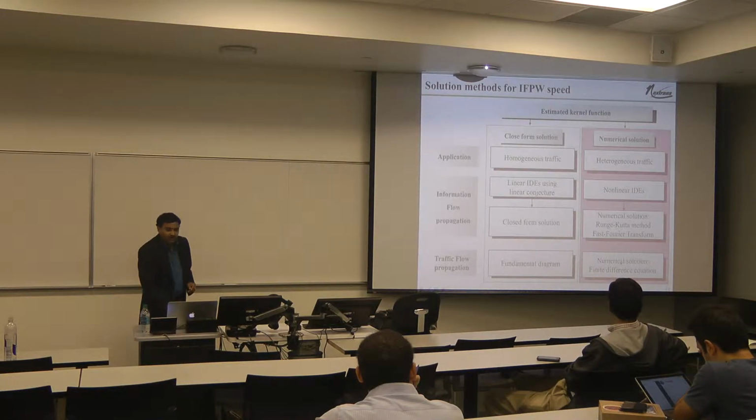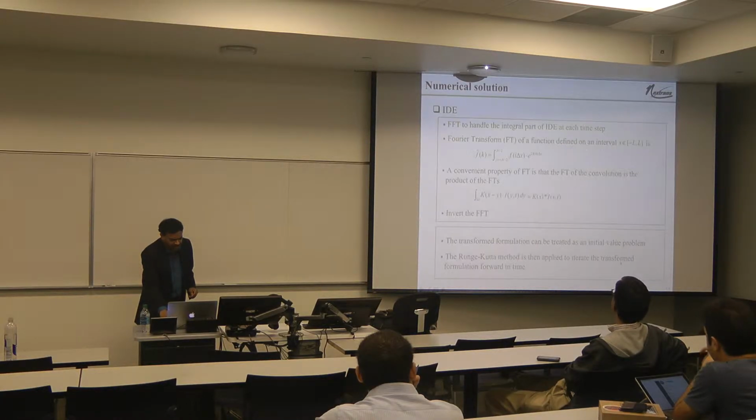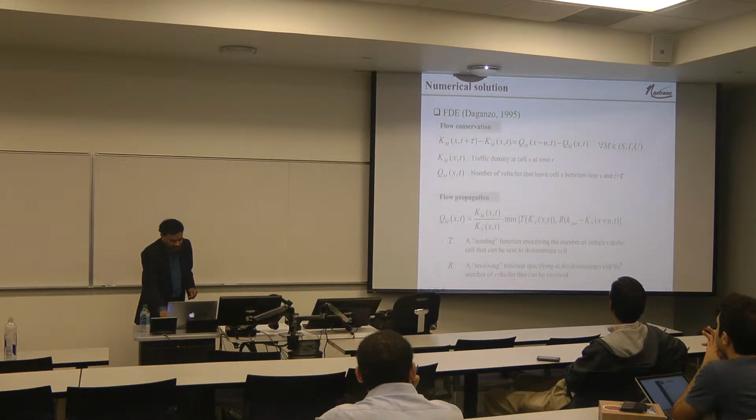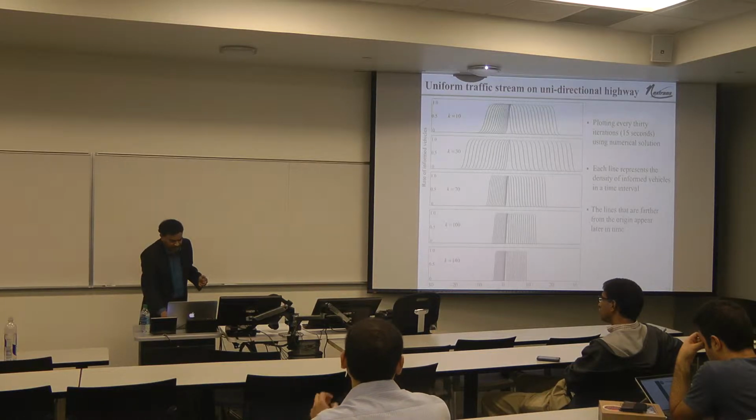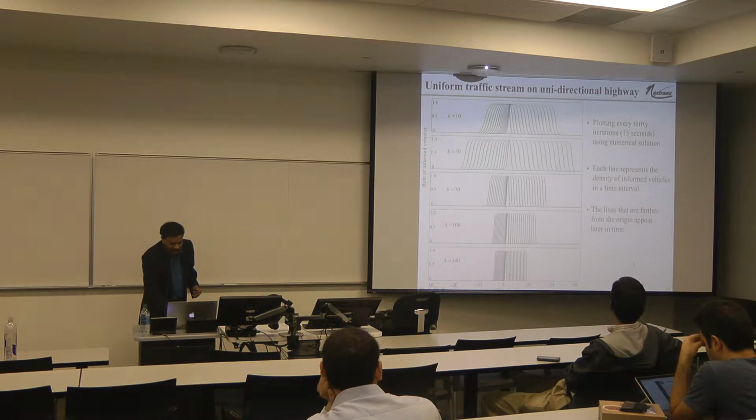The numerical solution comes up using a finite difference equation method. I'm going to skip the Fourier transform part, and this is the one related to the traffic side, because there are two sides. There's the information side and the traffic side. And I want to show some results out here.